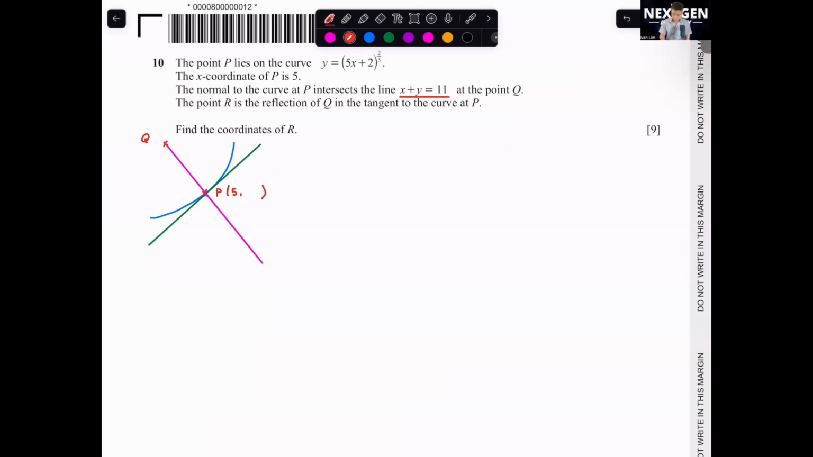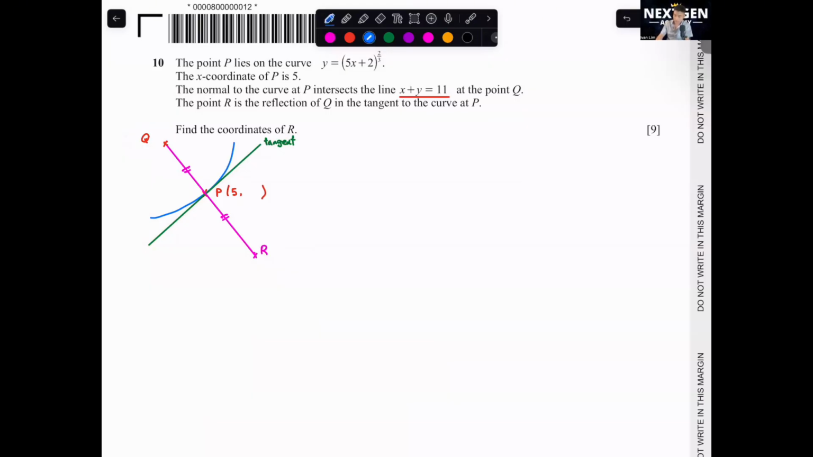Then the point R is the reflection of Q in the tangent to the curve at P. So this one just now we said this is the tangent. This one is the normal, right? So can we assume that R probably is here? Because according to the story, they say point R is the reflection of Q in the tangent. So reflection means the distance here and the distance here is exactly the same. This distance and this distance is exactly the same to get to R. So try to draw it out first so it's easier for us to understand this.